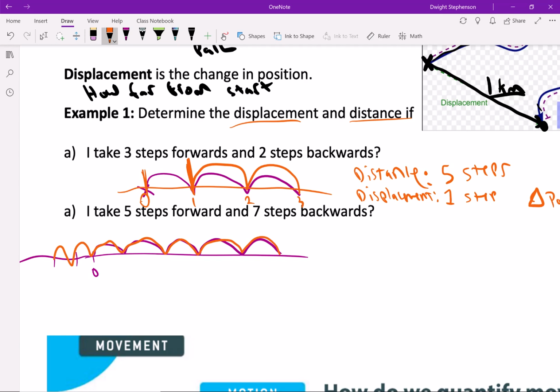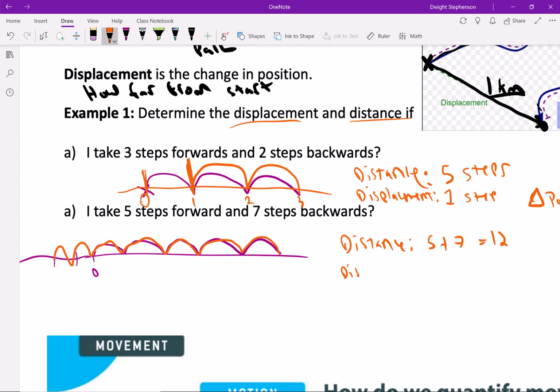We would ask, what's the distance? Well, the distance is how many total steps did I take? Well, that's 5 plus 7, right? 5 forward, 7 backwards, 12. The total distance traveled is 12. This is what my step counter on my phone would say.